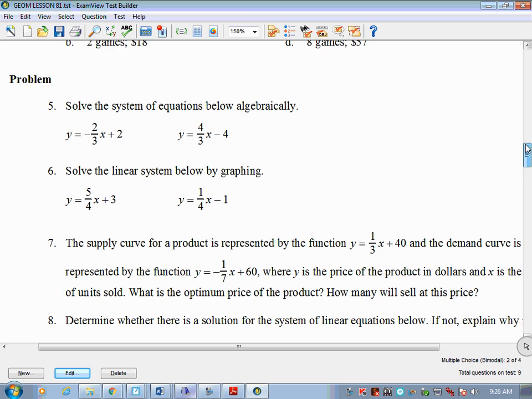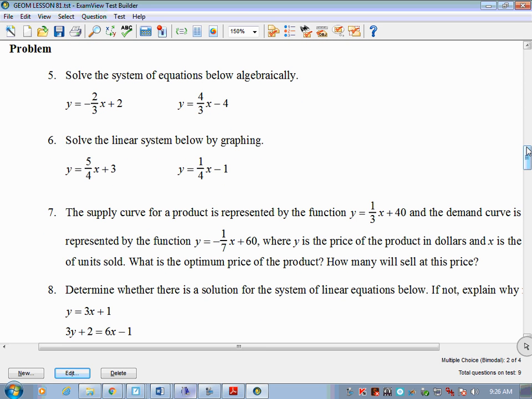All right, number 5, solve the system of the equations below algebraically. So what's the easiest thing to do here? If I want to solve them, notice that they both say y equals, what's that? Set them equal to each other. So negative 2/3 x plus 2 equals 4/3 x minus 4. Now, I'm going to show you a trick here because notice that both of these are dealing with fractions. Do I really want to add fractions to each other? This is going to make it a little bit more difficult.